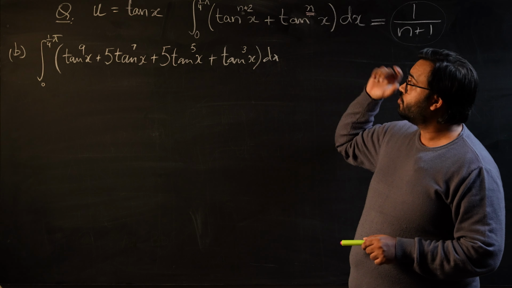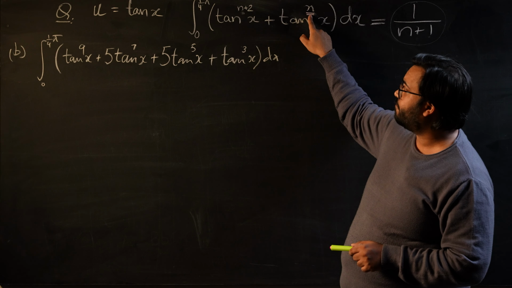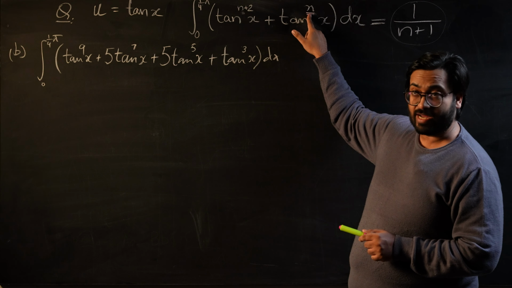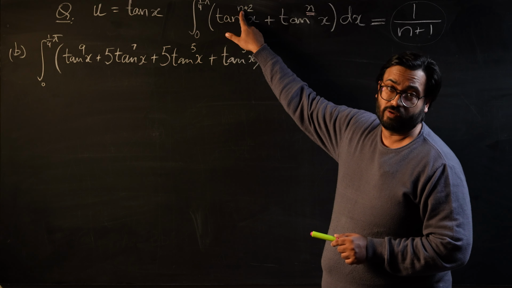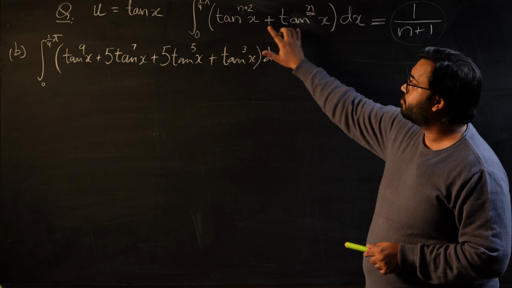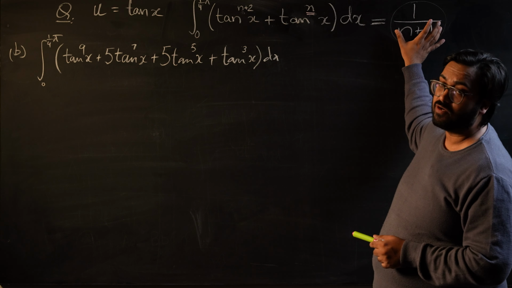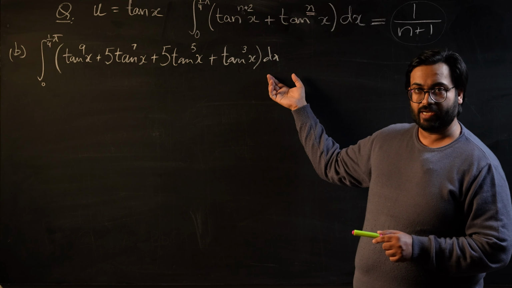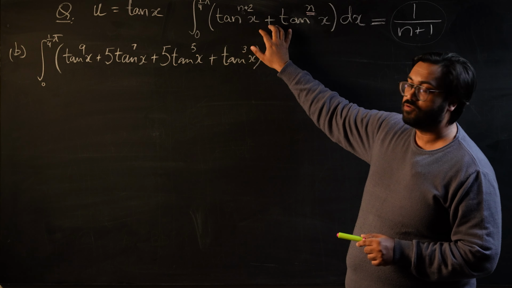So in the first part, we can see we have to have two terms of tan, one with a power n, and the second power would be 2 more than that. And this is the pattern that we have to follow. And if we follow that, the final answer would be 1 over n plus 1. Now we have 4 terms over here in front of us, and we have to bring them to this pattern.